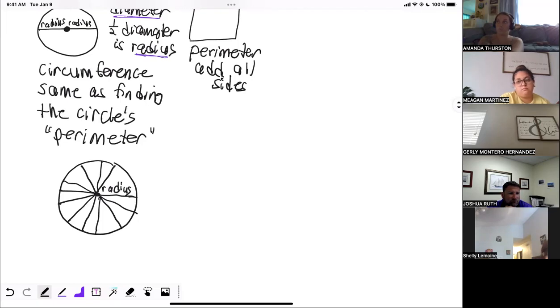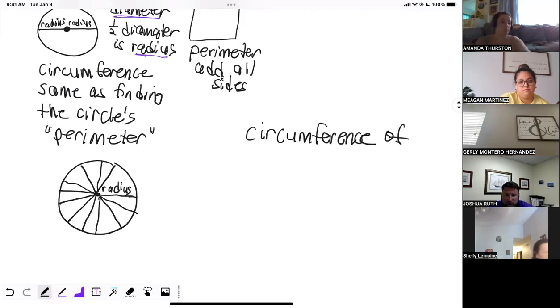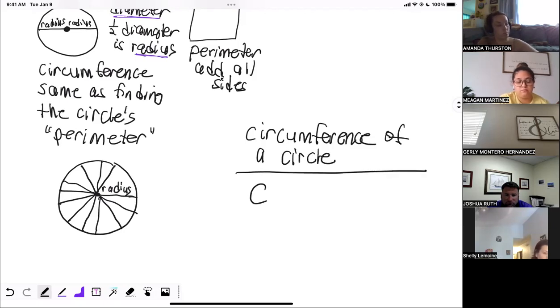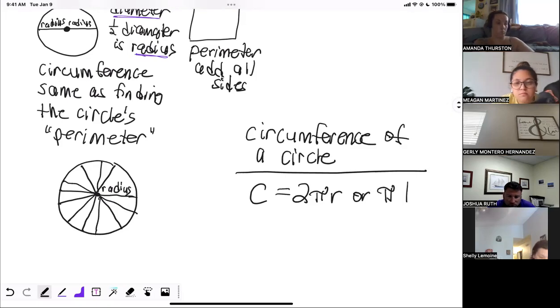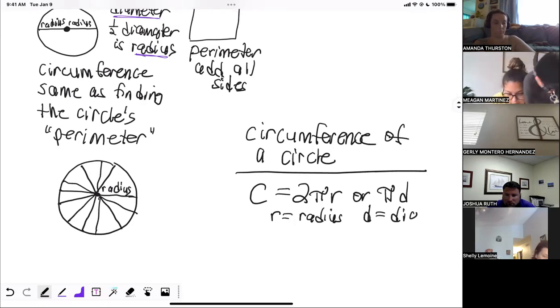Why do I mention all that? Because we have to talk about how to find the circumference of a circle. So how do I find circumference, which means the outside of a circle? So circumference is equal to 2 pi r or pi d, where r is equal to radius and d is equal to diameter.